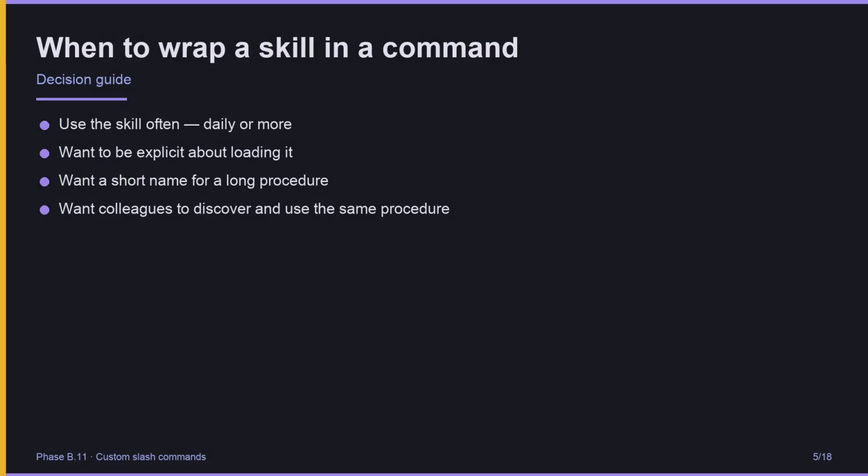When should you wrap a skill in a custom command? Use the skill often, daily or more. Want to be explicit about loading it, instead of relying on relevance matching. Want a short name for a long procedure. Want colleagues to discover and use the same procedure. All 4 are good reasons. If a skill is rare, leave it as a skill, relevance matching will find it when needed.